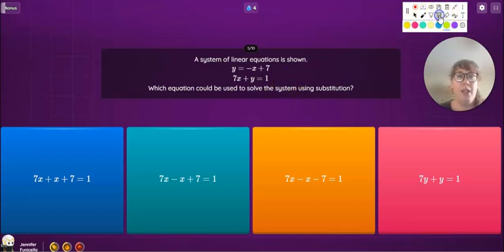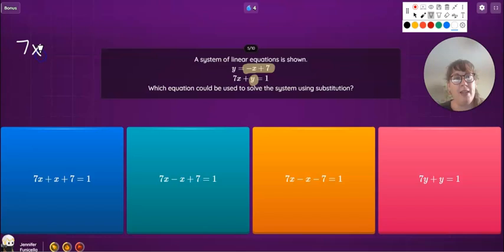A system of linear equations is shown. We have y equal to negative x plus 7 and 7x plus y equals 1. Now we already know what y is equal to. We don't have to solve for it. So we can just plug that in for our y in the second equation.